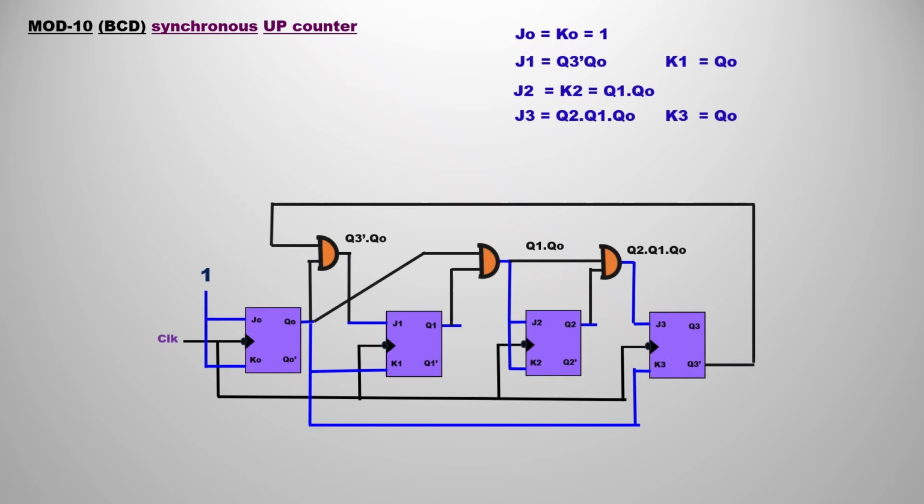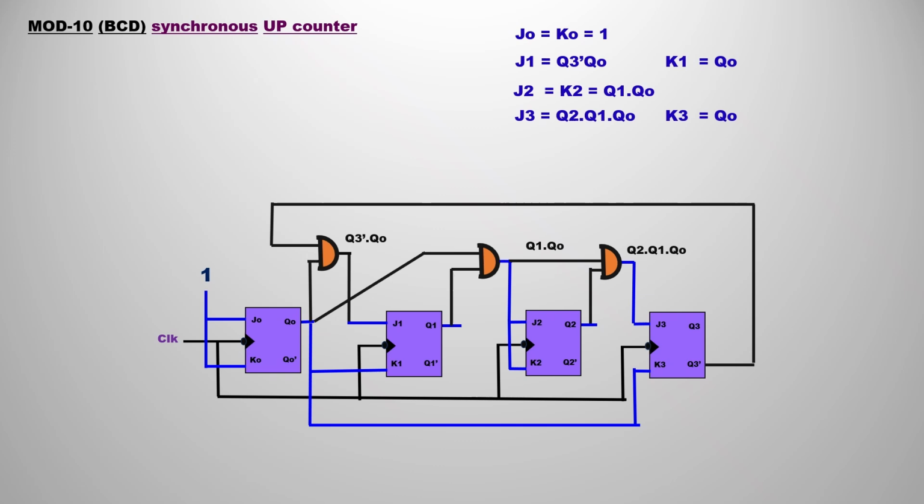So you can also observe that we have all the expressions. That is J0, K0, J1, K1, J2, K2, which we also found with the help of the K map. J3, K3 we also found earlier. So with the help of these 4 expressions, meaning all the 4 flip-flop inputs, total 8 inputs, we can have the final circuit diagram for the MOD-10 BCD synchronous up counter.